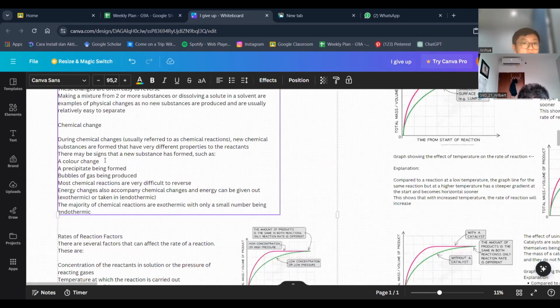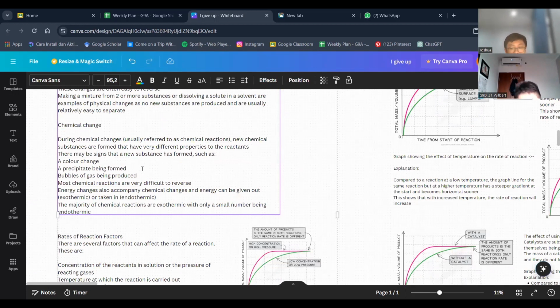Now, for chemical changes, sometimes referred to as chemical reactions, new chemical substances are formed that have very different properties to the reactants. There may be signs that a new substance has formed, such as color change. An example is when you cook chicken: it starts out pinkish red, but after you finish cooking it, it turns white. You can't turn the chicken back to raw anymore, so that's an example of a chemical change.